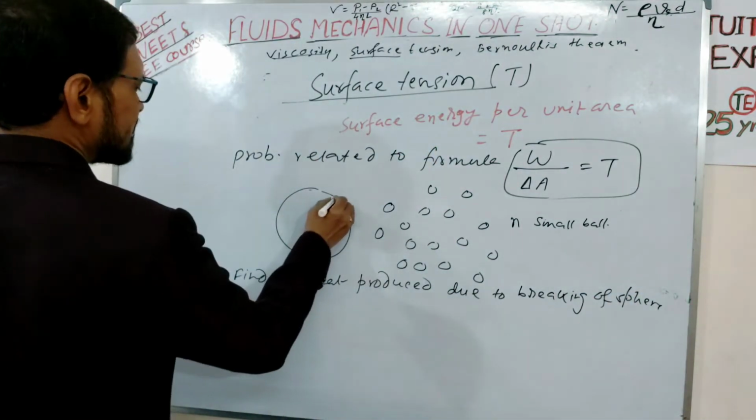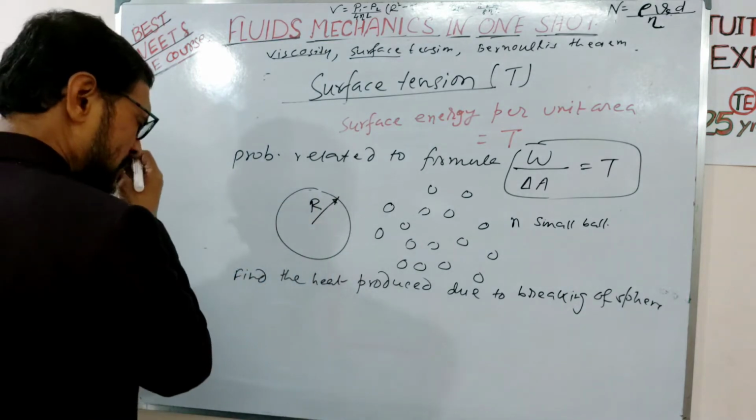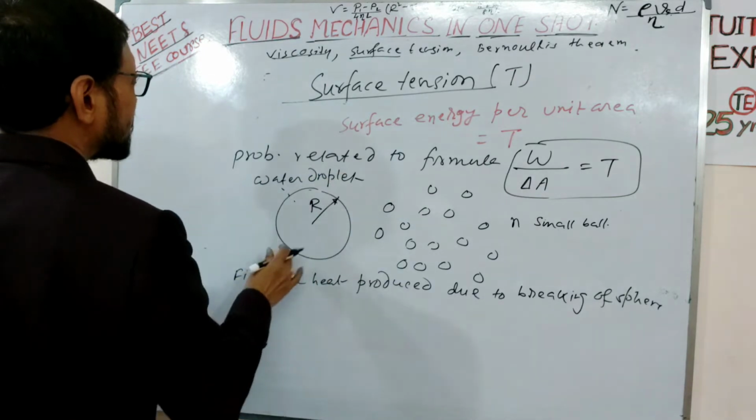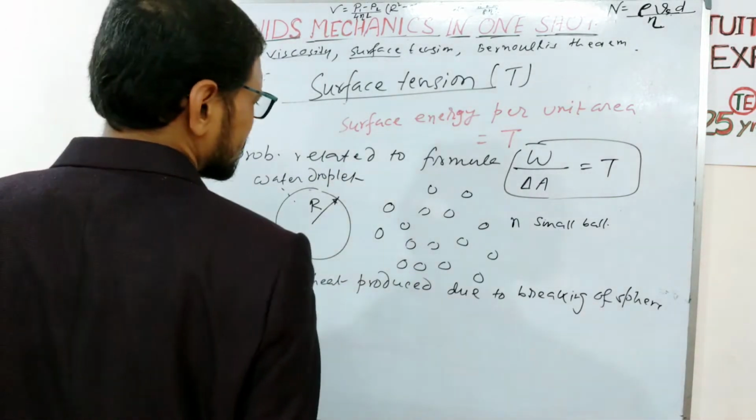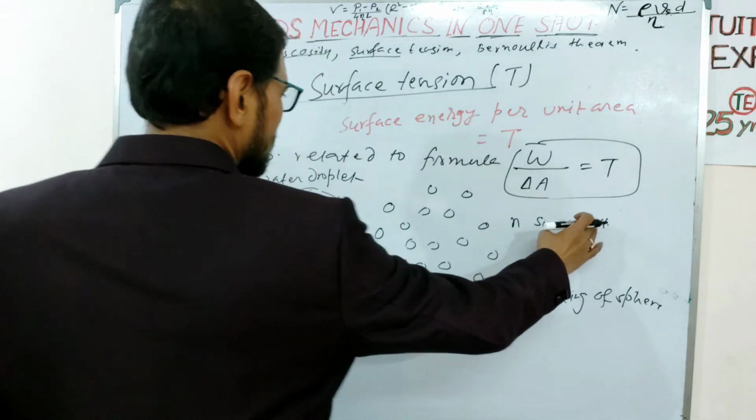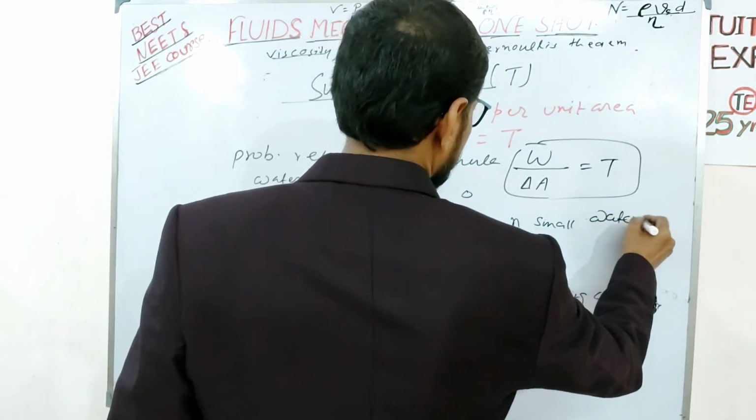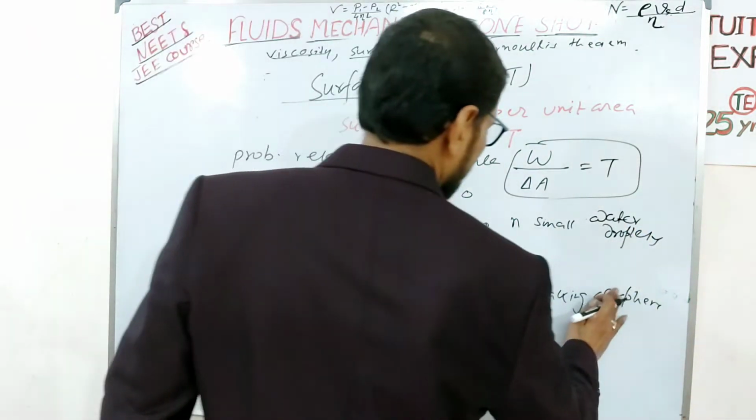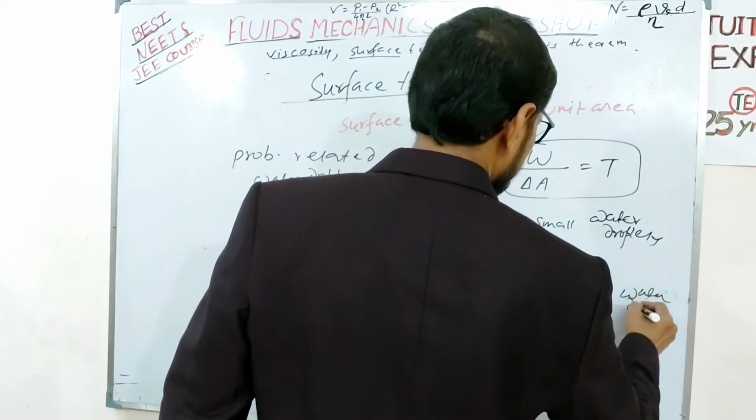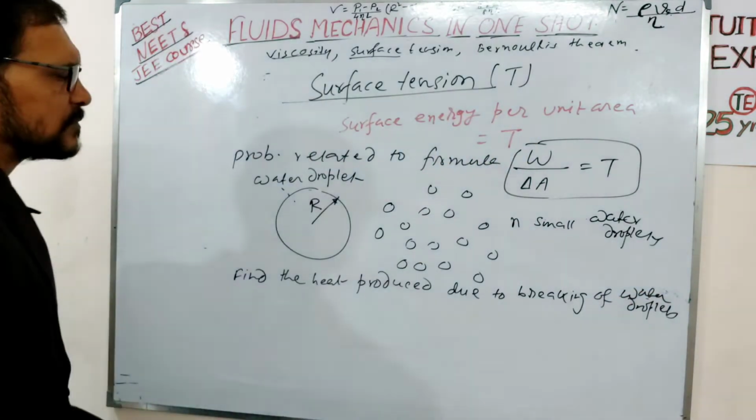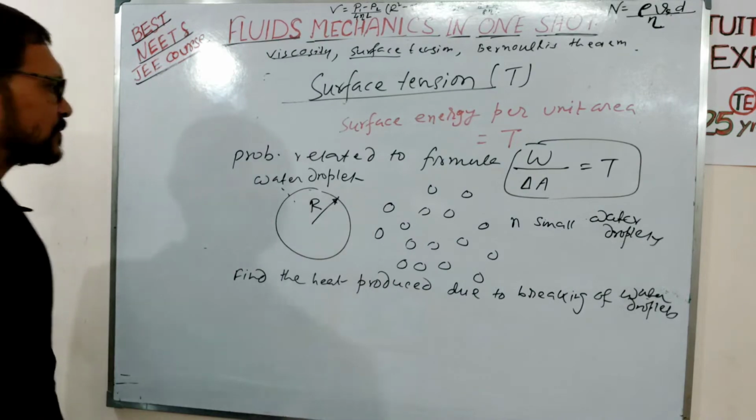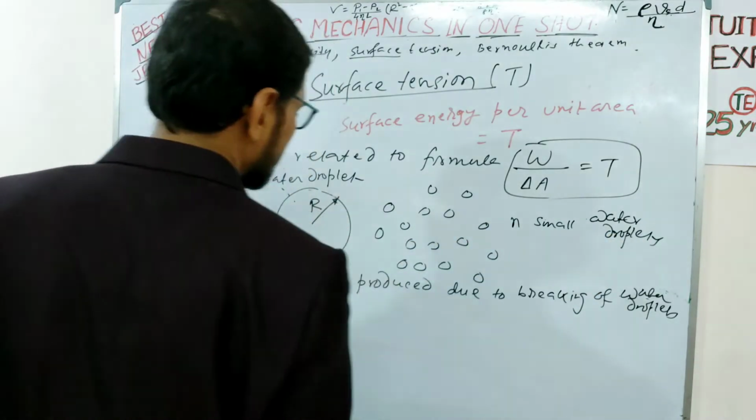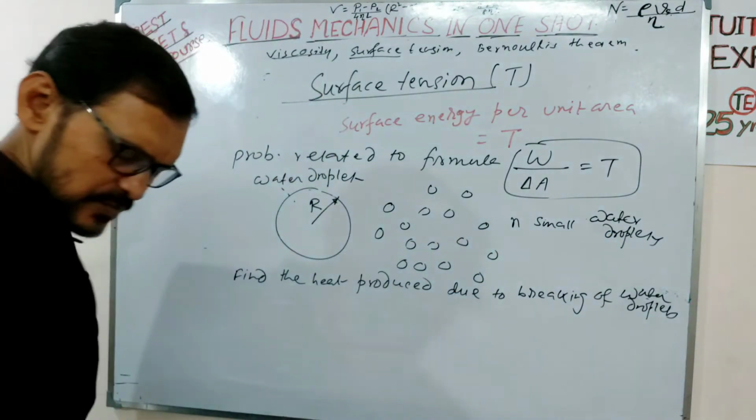Initially the radius is R. Suppose this is a water droplet. A water droplet of radius R breaks into n small water droplets. Find the heat produced due to breaking of water droplets. So what is the problem? A water droplet of radius R breaks into n small water droplets. What is the heat produced due to breaking of the water droplets?